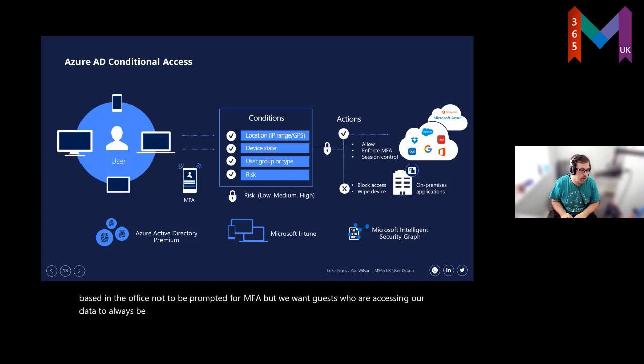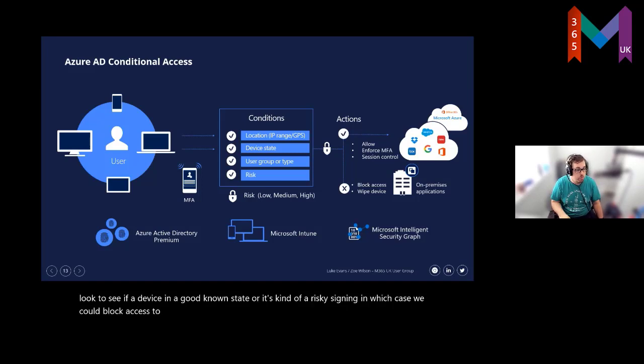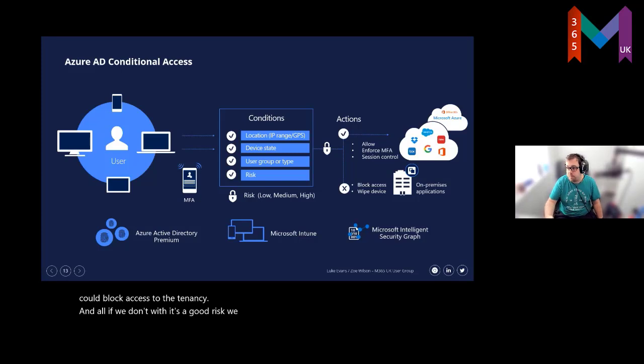And again, the risk one I covered a minute ago, but typically that's going to be things like the sign-in risk of the device or the user. We can look to see if a device is in a good known state, or if it's a risky sign-in, in which case we could block access to the tenancy. Or if it's a good risk, we could allow access, we can enforce MFA.